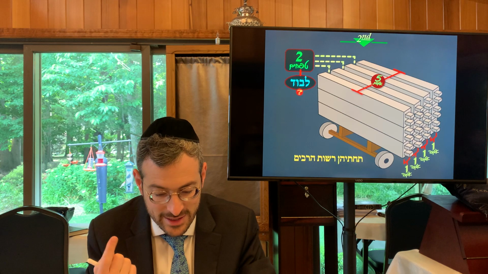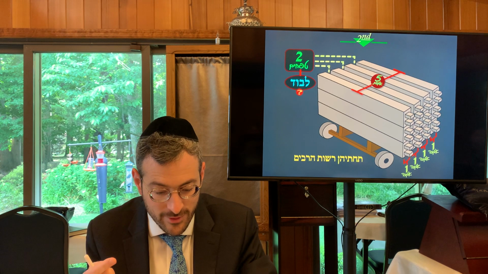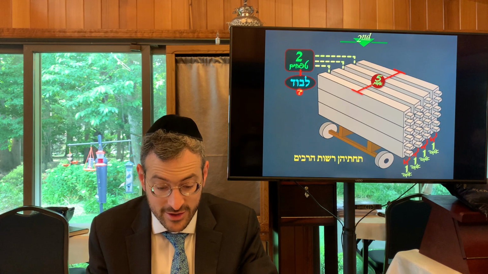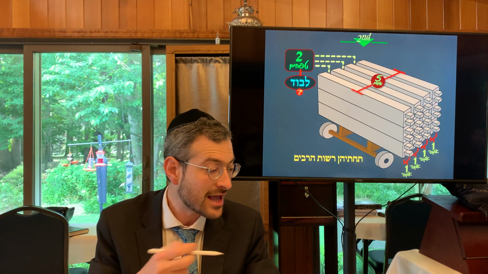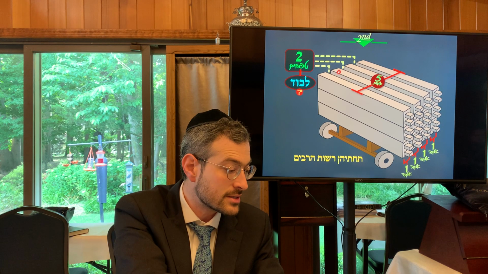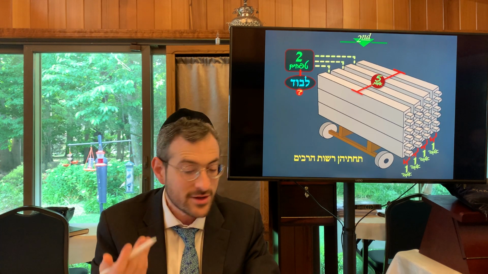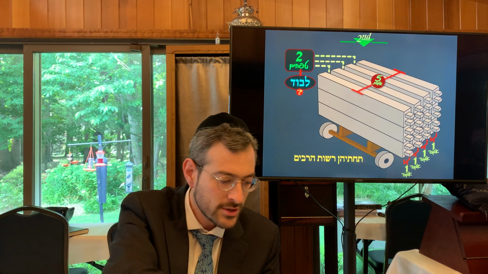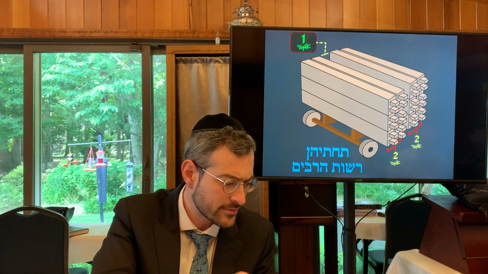Now when you're going to divide that 1 amma into 3 gaps between the 4 rows, you're back to lavud. Because now you only have a gap of 2 tefachim. 2 times 3, 3 gaps is 6 tefachim, which is the amma. You're left with lavud, so you have no tachtein rishus harabim. So the Gemara says, okay, wait a second.